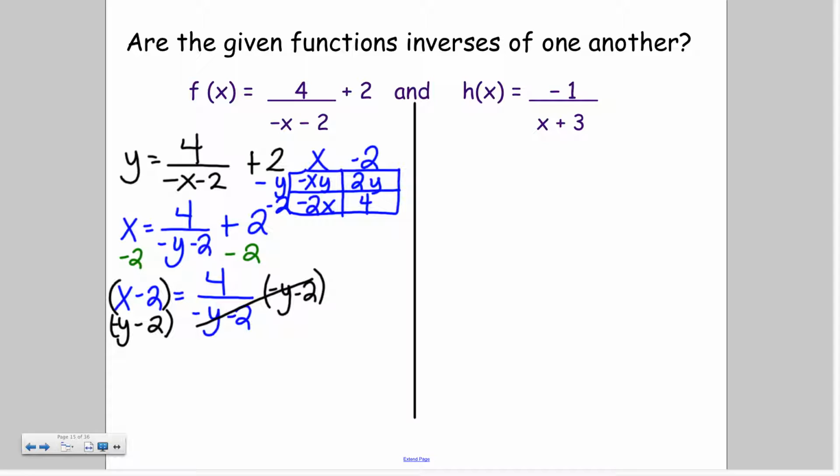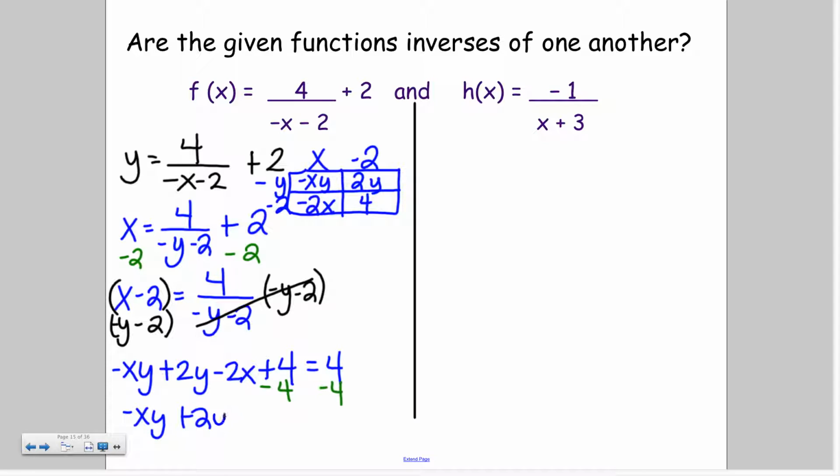So that's going to leave us with -xy plus 2y minus 2x plus 4, and that's going to be equal to 4. Okay? Now let's get everything over to one side, get the y's by themselves. All right? And this one is a little bit longer, but it's okay. Same process. Subtract 4. That leaves us with -xy plus 2y minus 2x is equal to 0.